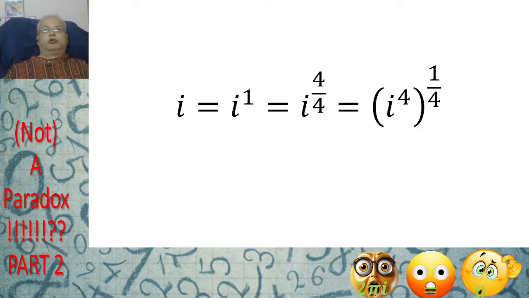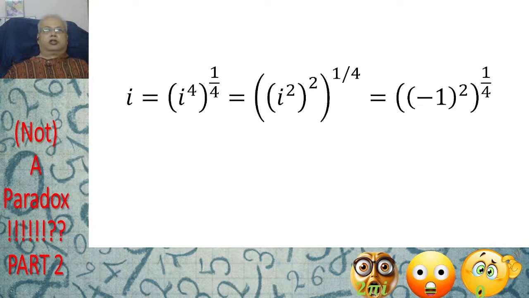So I to the power 4 by 4, we can write it as I to the power 4 whole to the power 1 by 4. Let us start from there. So I is equal to I to the power 4 whole to the power 1 by 4. Now I to the power 4 is I square to the power 2. So I square to the power 2 whole to the power 1 by 4. Now I square is minus 1.